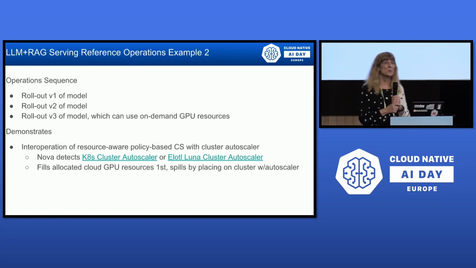So that's example one of things you would do in production. You could imagine you have multiple models, they all have multiple versions, so you would have a scaled-up version of what we just saw. The second example has to do with, what if I sometimes want more resources than I have statically? So in the second example, we have version 1 and version 2 of the model, but what if we wanted version 3?